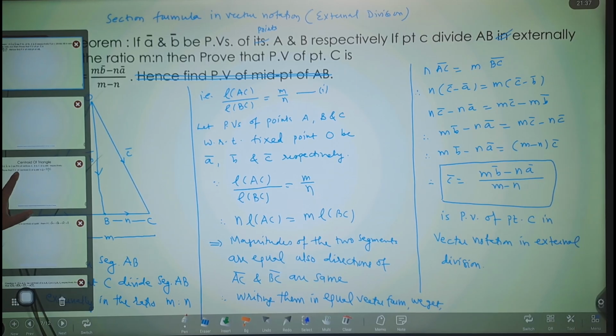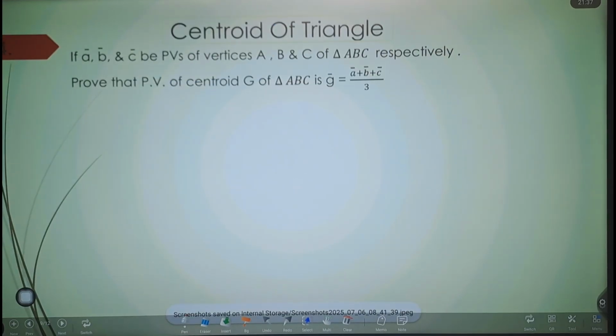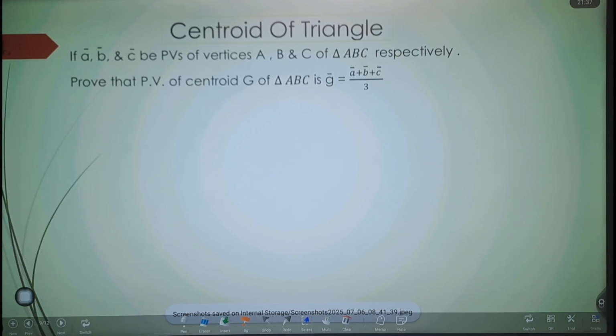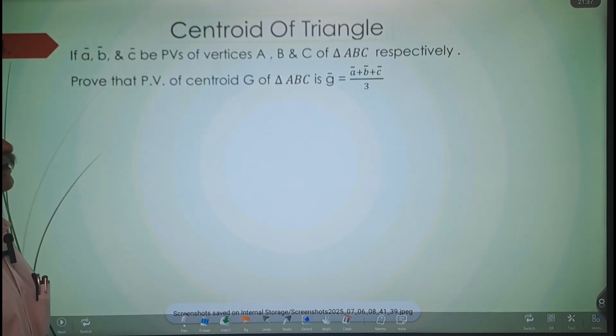Next is centroid formula of triangle. If A bar, B bar and C bar be position vectors of vertices A, B and C of triangle ABC respectively, prove that position vector of centroid G of triangle ABC is G bar is A bar plus B bar plus C bar upon 3.